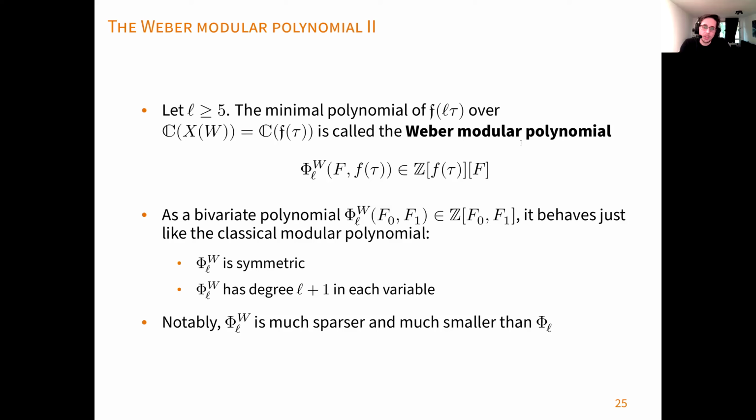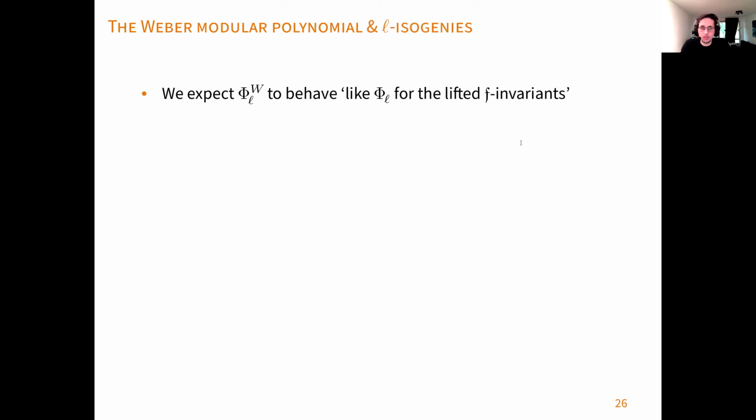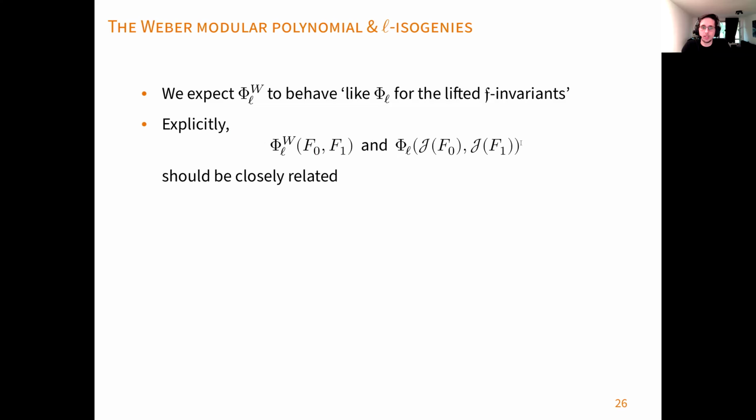So we have these polynomials. Again, we want to understand how to work with l-isogenies here, because essentially, at the end, we still want to work with our j-invariants. And for this, we note that by the way we constructed this polynomial, we expect it to behave just like the classical modular polynomial, but now on the level of f-invariants instead of j-invariants. What this means in a bit more explicit formulation is if we look at the Weber modular polynomial in these two variables f0 and f1, and we look at the classical modular polynomial where we represent the j-invariants by these j functions of the f variables, then these two polynomials should be closely related.